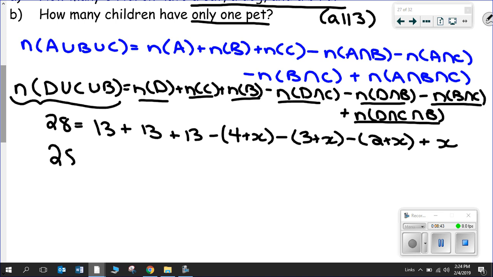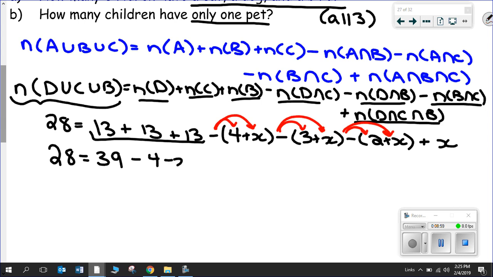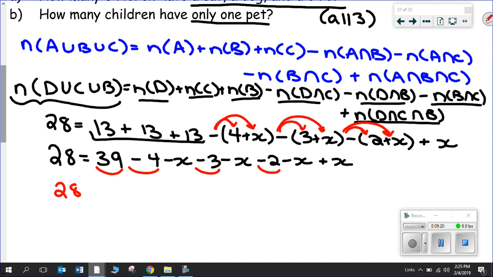So I have 28 equals 13 plus 13 plus 13 is 39. And now remember, when you subtract in brackets, you need to distribute that negative to everything that's in that bracket. So I'm going to subtract off a 4 and an X, a 3 and an X, a 2 and an X, and then I'm going to add that X back in. So remember, when we have letters and numbers together, we put numbers with numbers and letters with letters. So I'm going to have 39, subtract 4, subtract 3, subtract 2, which is 30. So 28 equals 30.